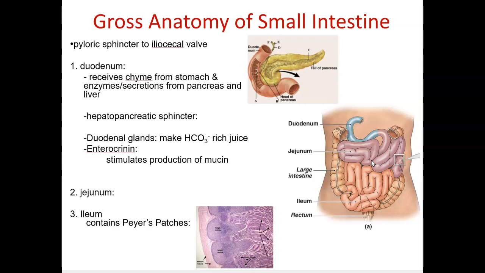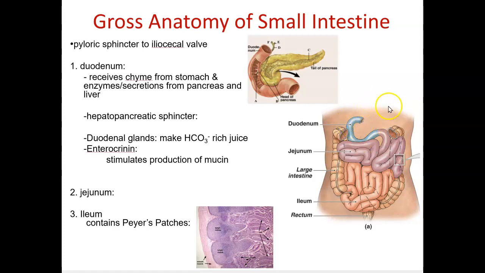So you might wonder why the discrepancy. The reason is that when you are alive, you have smooth muscle tone. And so the small intestine is contracted, which makes it shorter. When you die and those muscles all relax, it actually lengthens to about 20 feet. There are 3 portions to the small intestine.